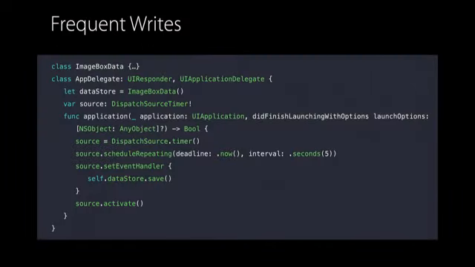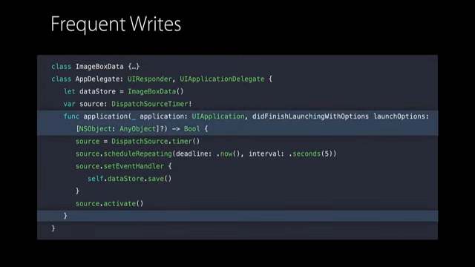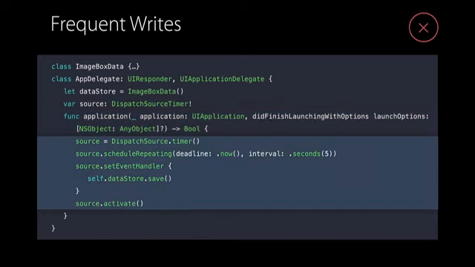So let's take a look at this piece of code in further detail. The code in question is our implementation of the application didFinishLaunching app delegate method. As part of its implementation, we create a new timer dispatch source, schedule it to fire every 5 seconds, and as part of the event handler for that timer, we write out our entire data store.